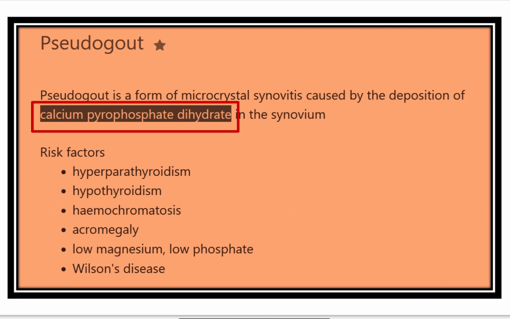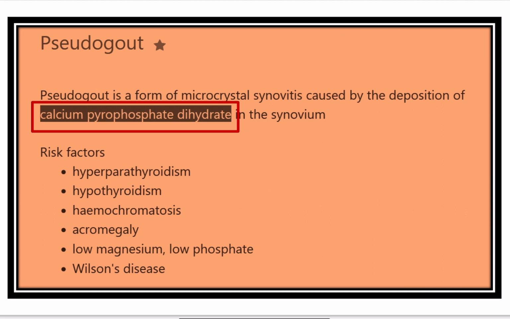But what are the risk factors? Some important risk factors of pseudogout include hyperparathyroidism, hypothyroidism, hemochromatosis, acromegaly, low magnesium, low phosphate, and Wilson's disease. So these important pathological conditions are risk factors for pseudogout, and calcium pyrophosphate dihydrate is found in the joint fluid in pseudogout. Gout is different from pseudogout.